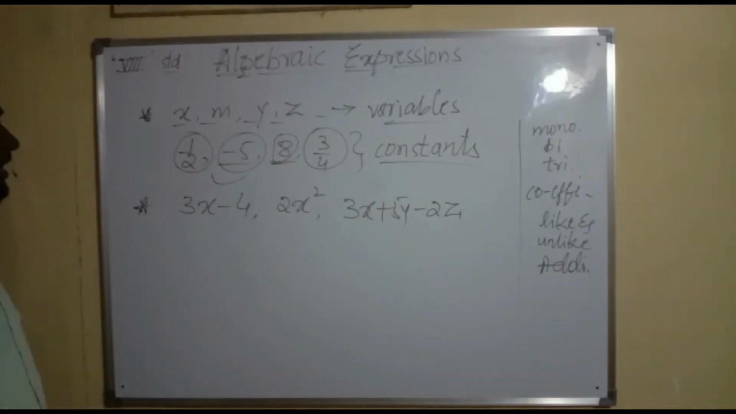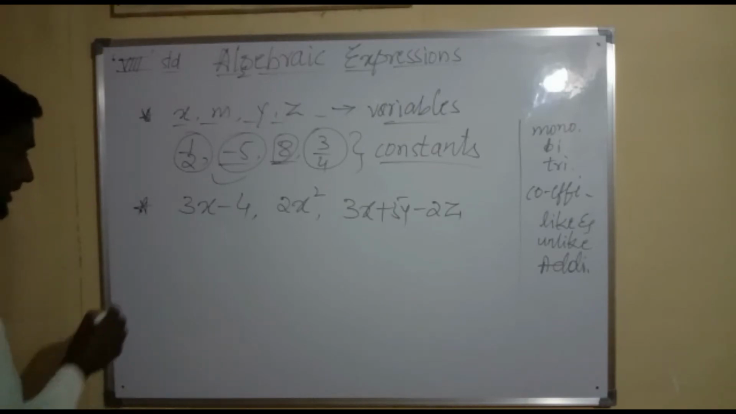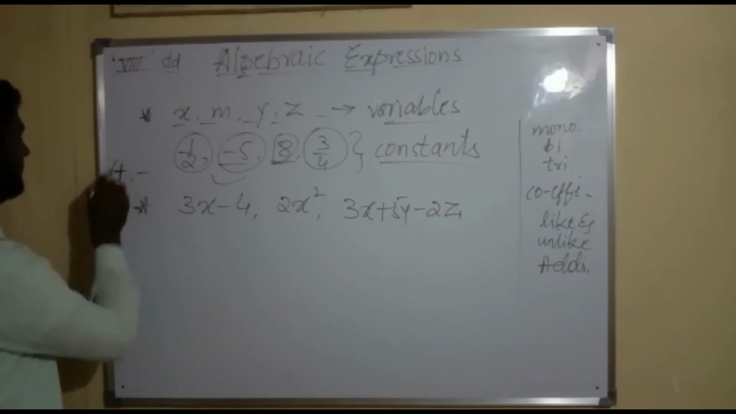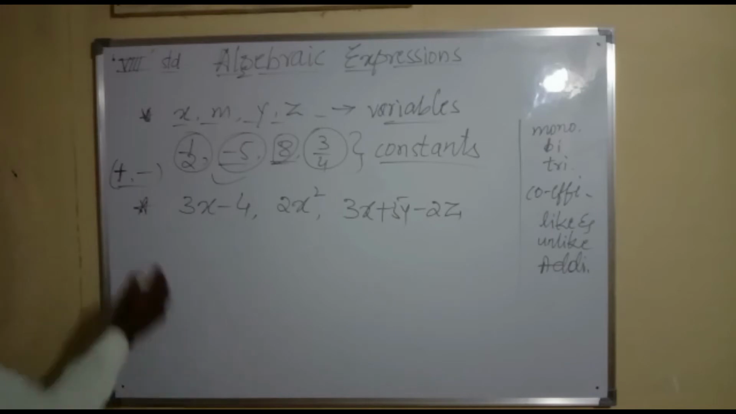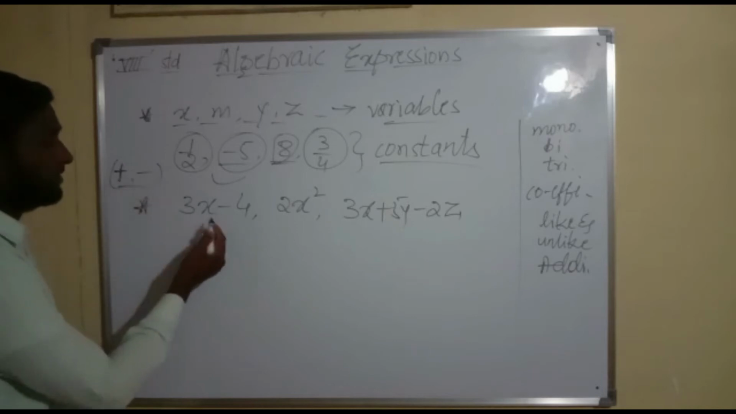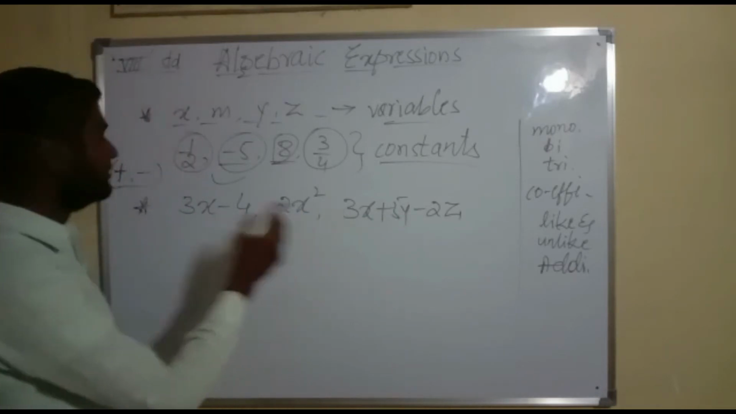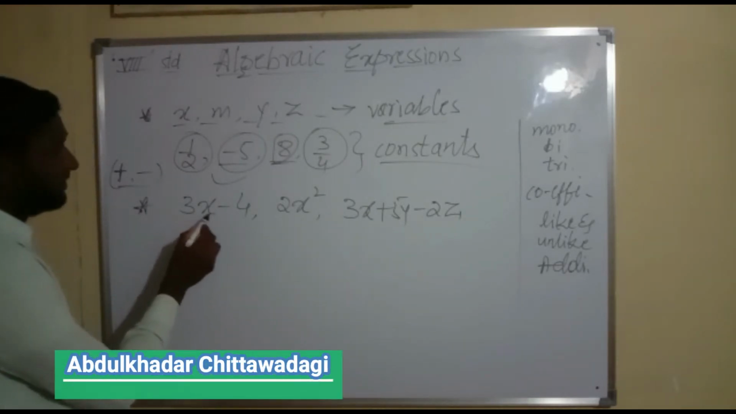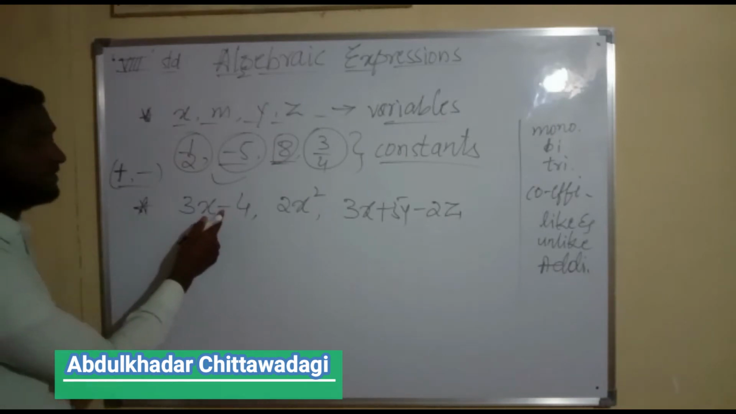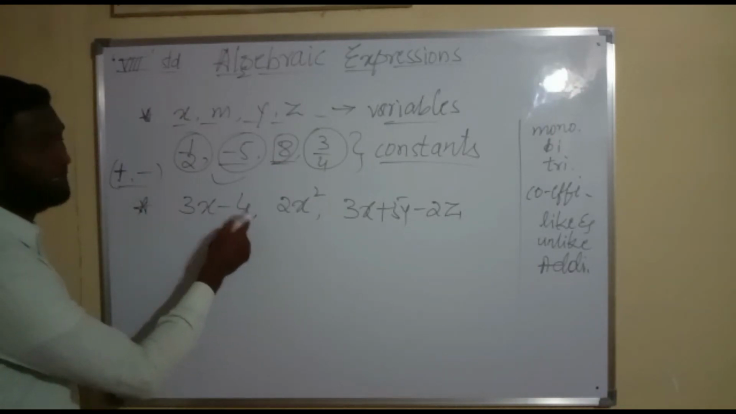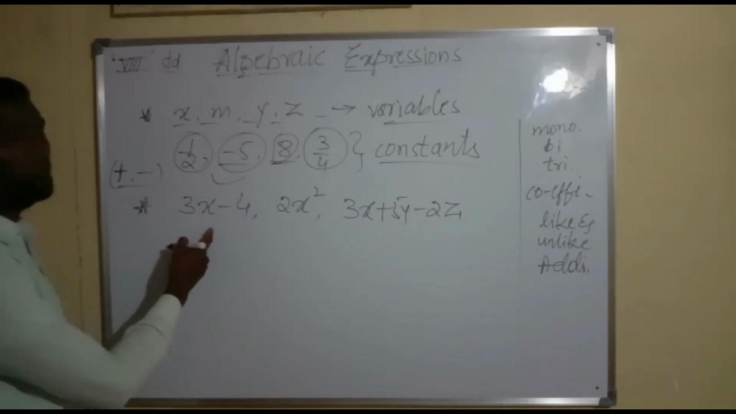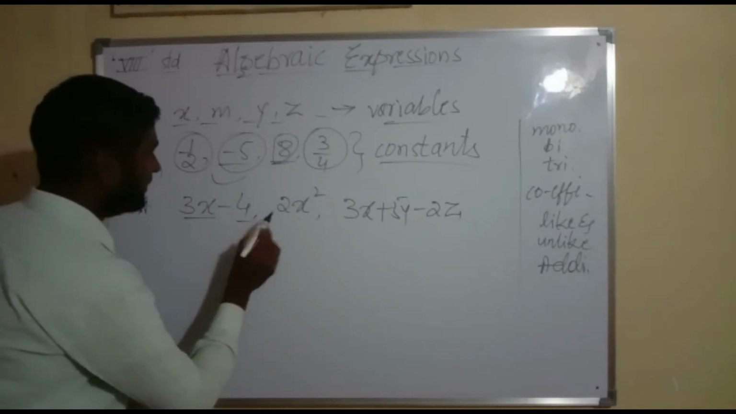Always we have to remember that in mathematics, plus and minus signs separate the terms. If there is a plus or minus sign in between the symbols, then this sign will separate the terms. Here I can say 3x minus 4. This minus sign separates the 3x from the 4, or the 4 from the 3x. These are two terms, not one term. This one term and this one term.